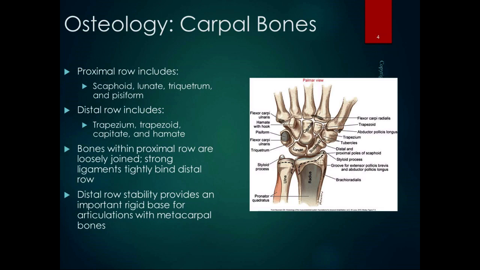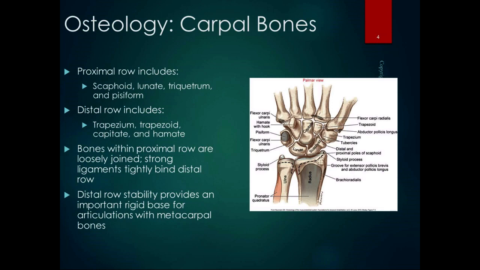The proximal row of the carpal bones includes the scaphoid, lunate, triquetrum, and pisiform. The pisiform is actually a sesamoid bone that's embedded in the flexor carpi ulnaris tendon. On the bony models, it shows it attached to the triquetrum, but it really isn't. It's floating in that tendon. It increases torque of the flexor carpi ulnaris, like a lot of our sesamoid bones.